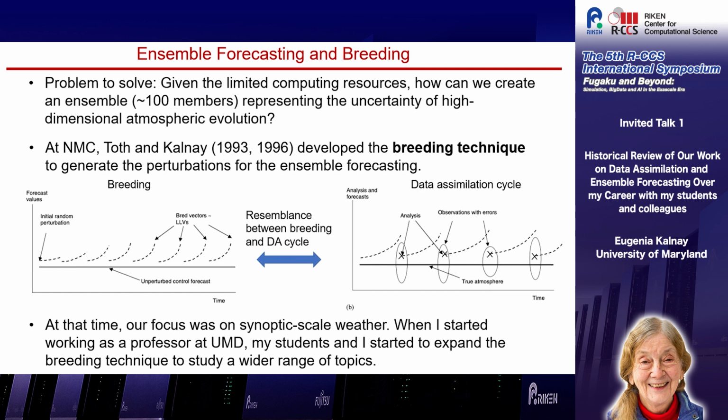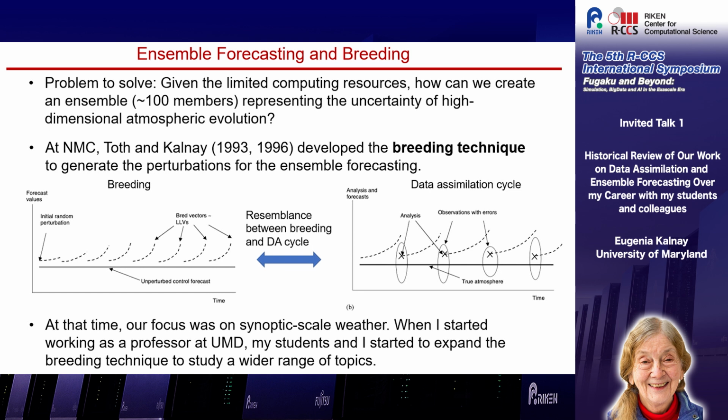At NMC, Zoltan Toth and I, in 93 and 96, developed the breeding technique to generate the perturbations for ensemble forecasting. The breeding cycle is very similar to the data assimilation cycle, but because it evolves with the data assimilation cycle, it captures the error evolution of the atmosphere. At that time, our focus was on synoptic scale weather.